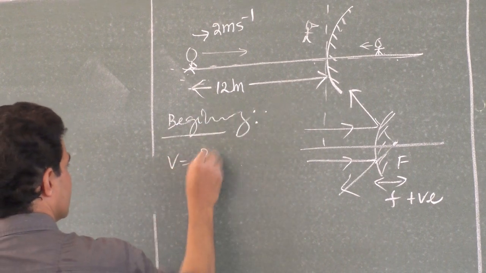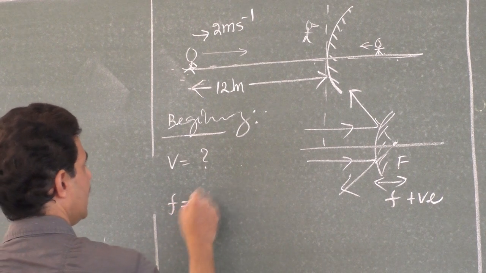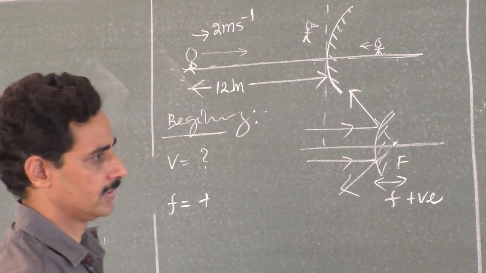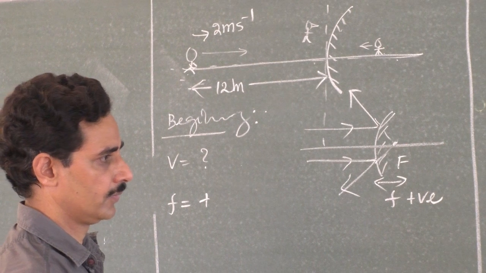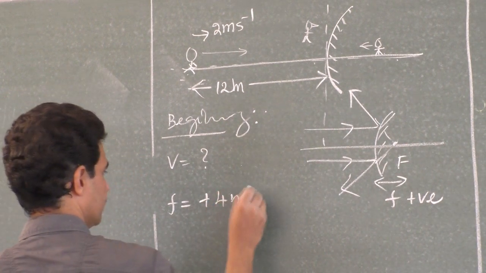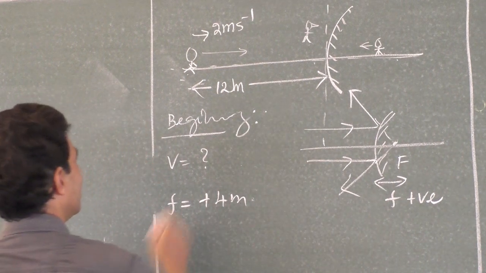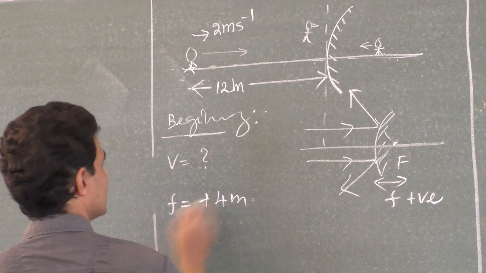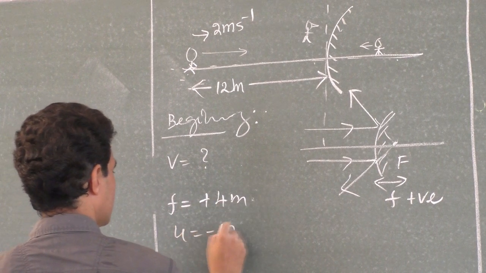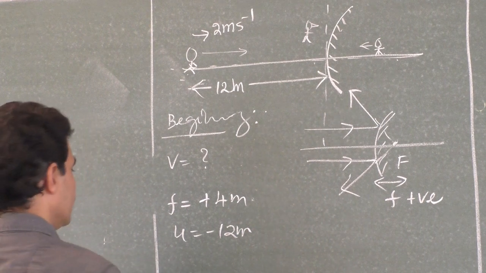What is the image distance? Focal length is strictly plus, for a convex mirror. Focal length of the mirror is plus 4 meters, and image distance is a question mark. Object distance is minus 12 meters. It is on the left hand side.